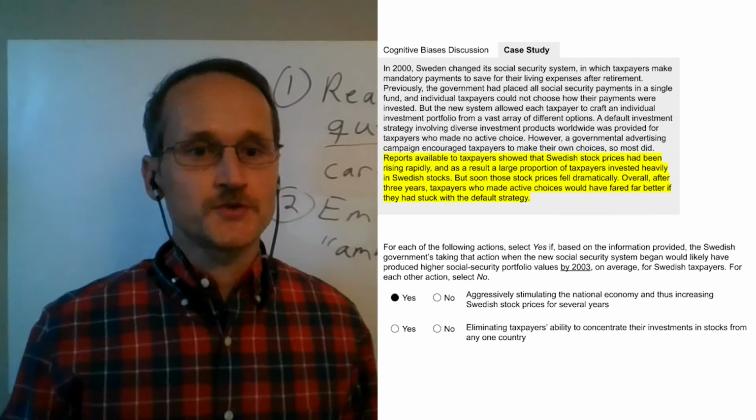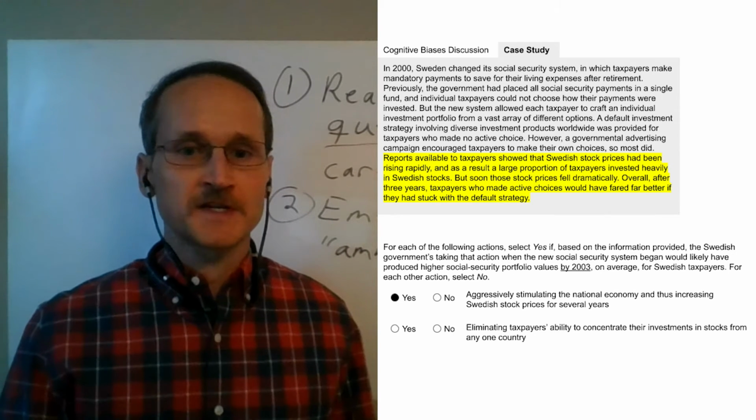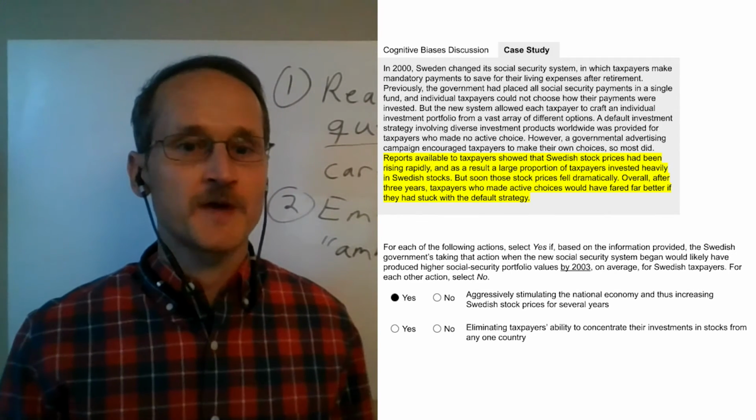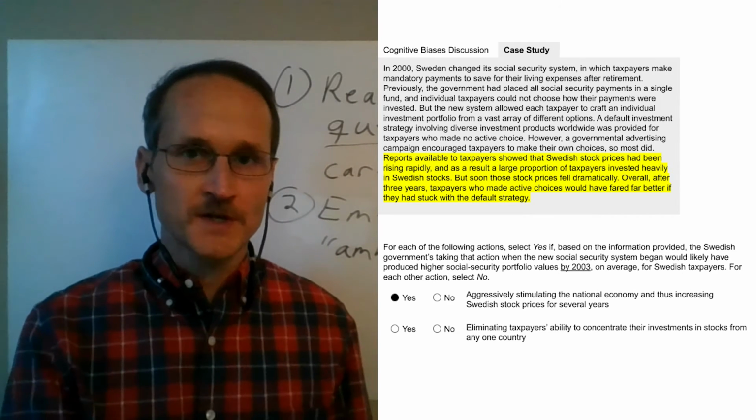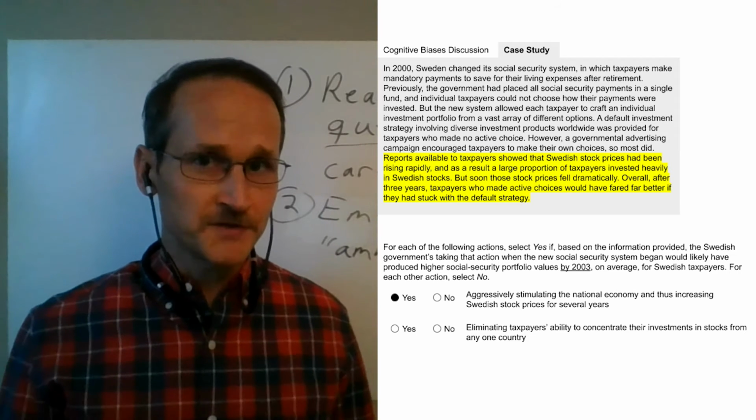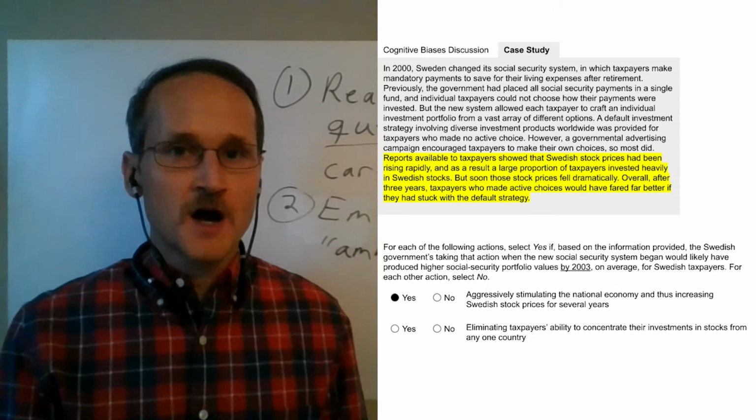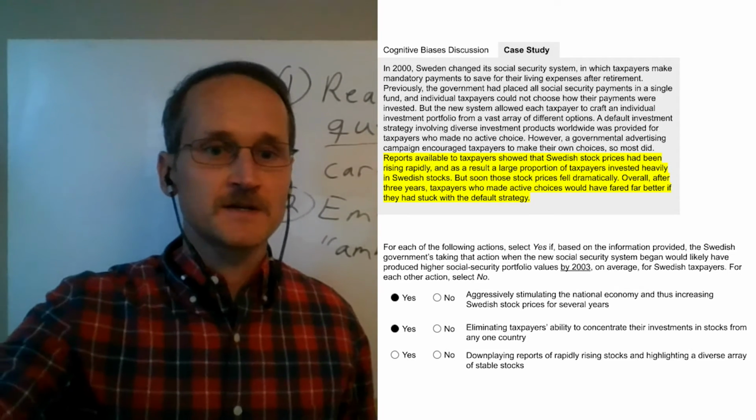Okay, statement number two: eliminating taxpayers' ability to concentrate their investments in stocks from any one country. Well, that was the problem, right? Investing heavily in only Swedish stocks. So if we weren't able to do that, they probably would have been better off. So this one's a pretty easy yes.